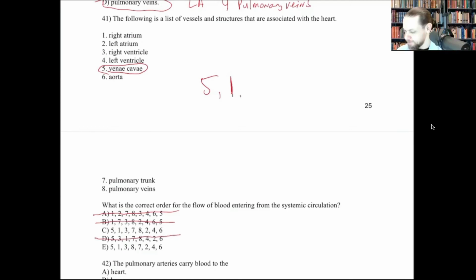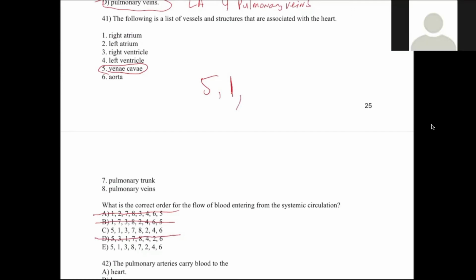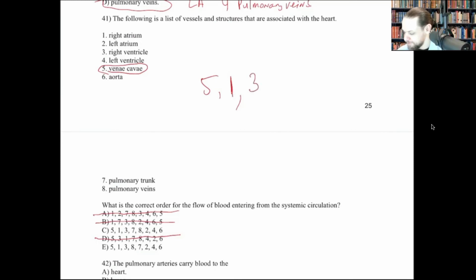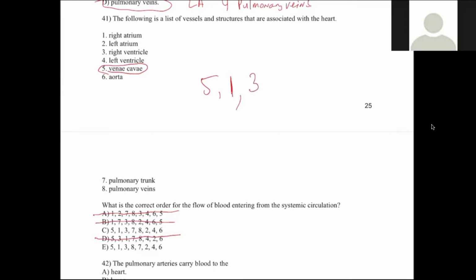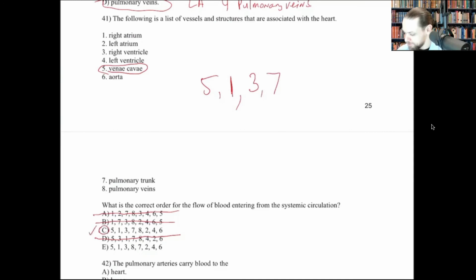Okay. Then right atrium, right ventricle. Then 3. Then it will be number E, and the same. Be careful because C and E are the same so far. Ventricle, then pulmonary vein. Then 7 will be number C. Yeah, correct. Then C is the correct answer.